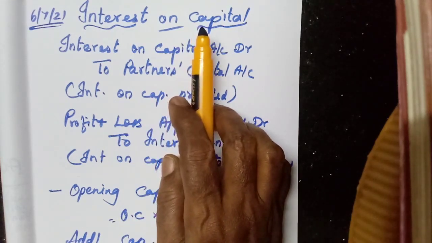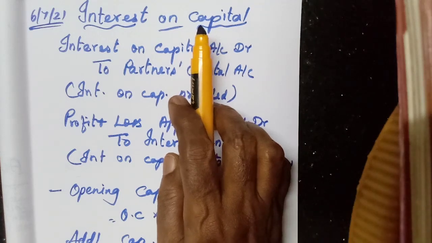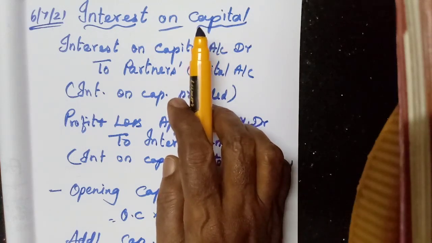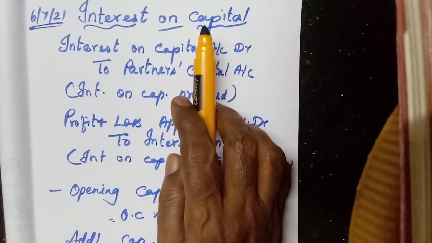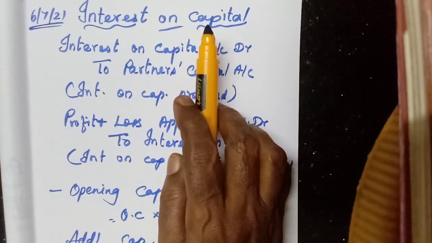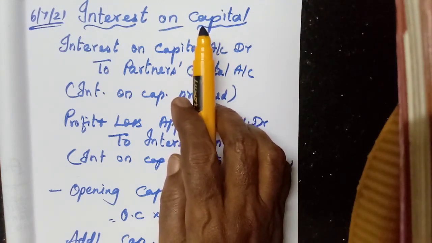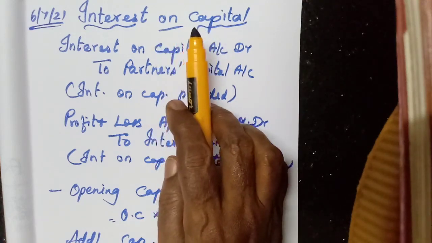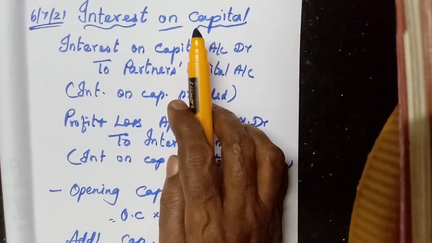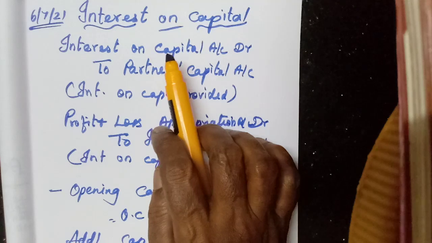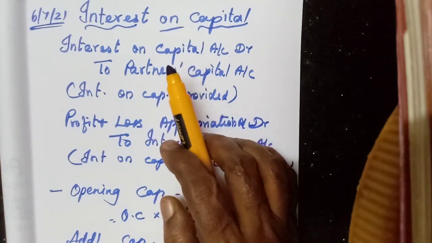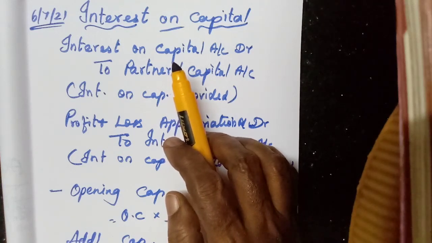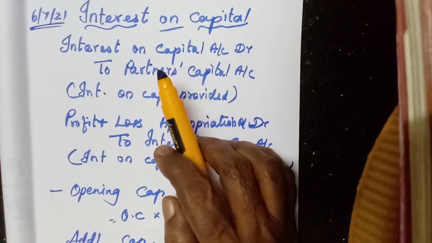This interest on capital is given on the opening capital. If there is any additional capital also, the business has to pay this interest on capital, and it will be transferred to the partner's capital account. Interest on capital is an expense for the business, so it will be debited. We have already learned in the beginning of this chapter that the rate of interest on loan will be given in the partnership deed.